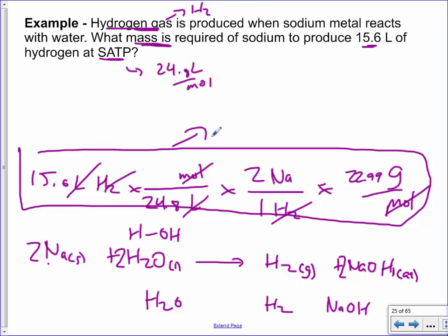So now I just need your calculator. 15.6 divided by 24.8 times 2 times 22.99. I got 28.9. 28.9, and that would be grams of sodium.